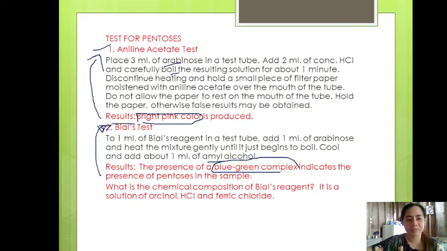There may be an item in your test questions or term exam like this question. Remember: what is the chemical composition of Bial's reagent? It is a solution of orcinol, hydrochloric acid, and ferric chloride. Okay.